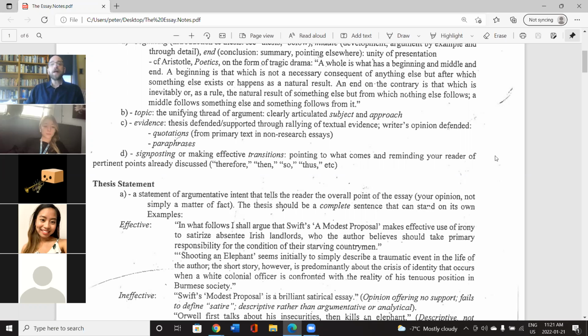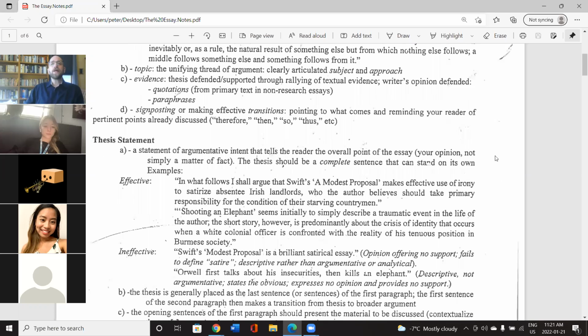Finally, in terms of essay structure, what you want to do is signpost or make effective transitions. When I say signpost, that is indicate to your reader at certain points in the text what it is you're talking about, okay? Tell me where you're taking your argument and perhaps remind me of elements of your argument that you made earlier that you are now going to draw to a conclusion.